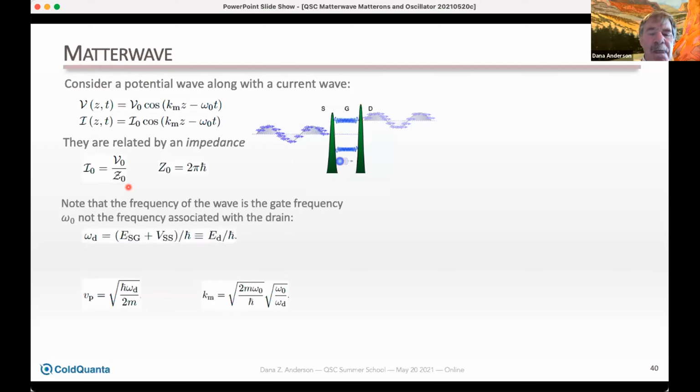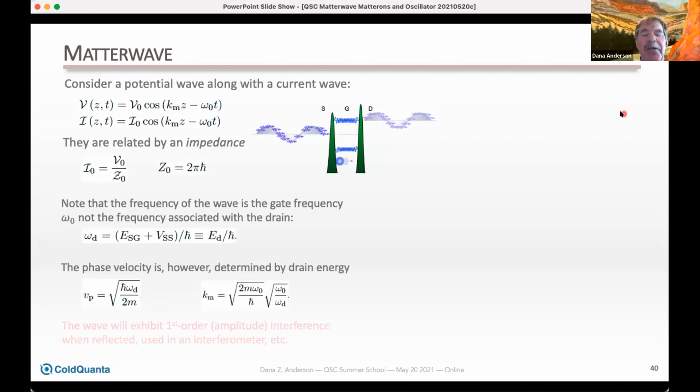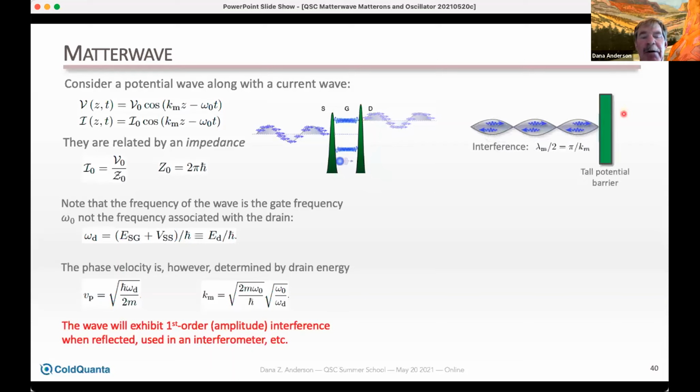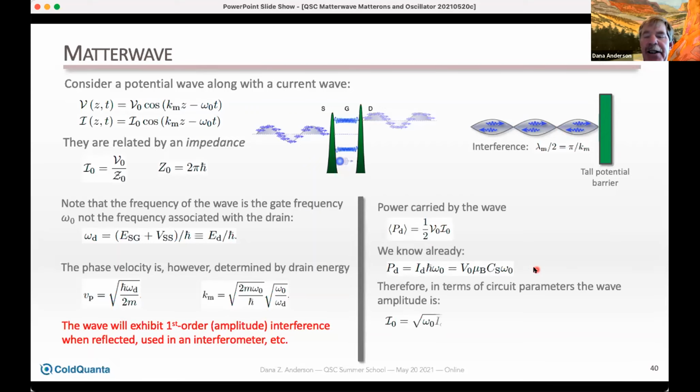Very nice result. The frequency of this wave is just the gate frequency. That's it. It's just the oscillation of the condensate frequency, the frequency of the harmonic oscillator. The phase velocity, however, the velocity of this wave, is determined by this bias potential, what energy these atoms see. So they might travel quite quickly, but their frequency is fixed by the gate frequency. But this wave will exhibit interference, just as a wave should. That interference is given more easily by the frequency of the wave, so that the time between this point traveling to the mirror, to this reflector, and back, so this is just a steep potential, and back is exactly 1 over the frequency of the wave. All right, there's power carried by the wave, etc.